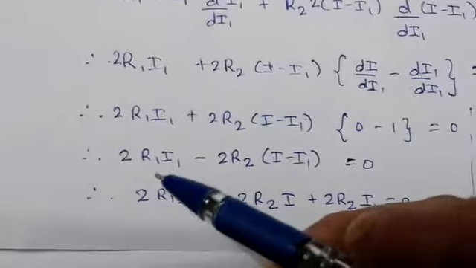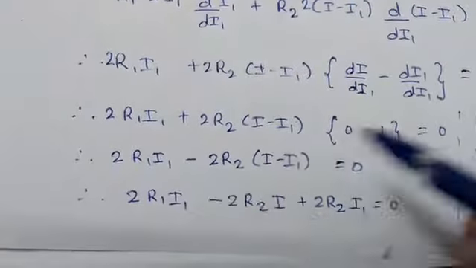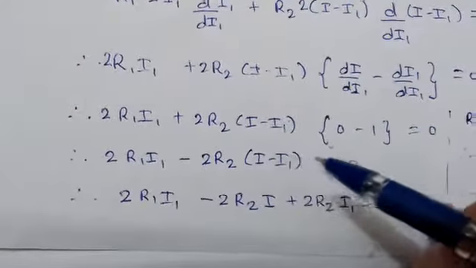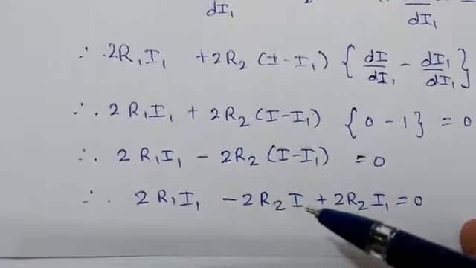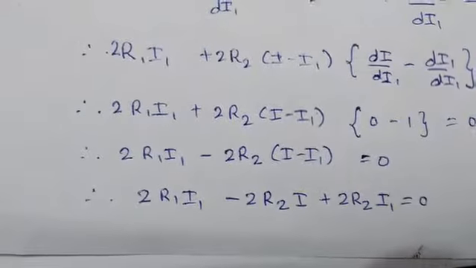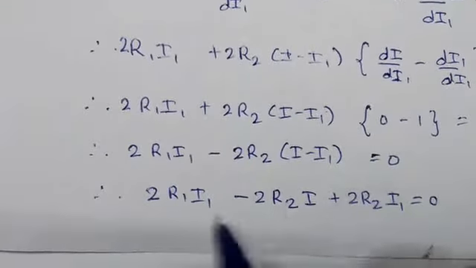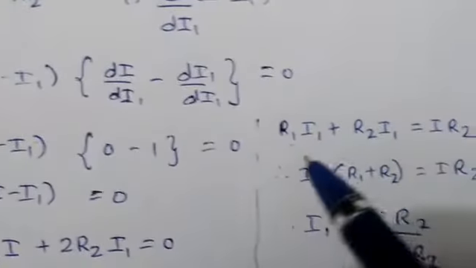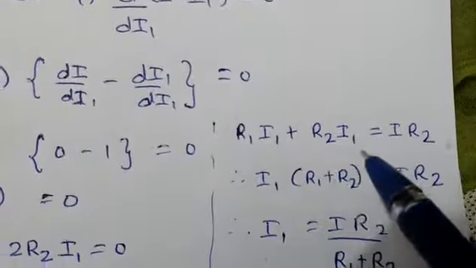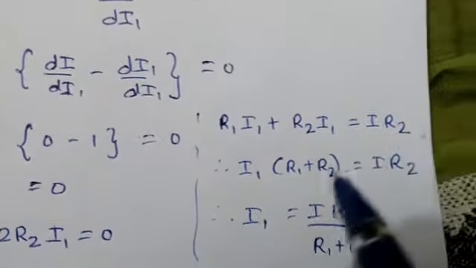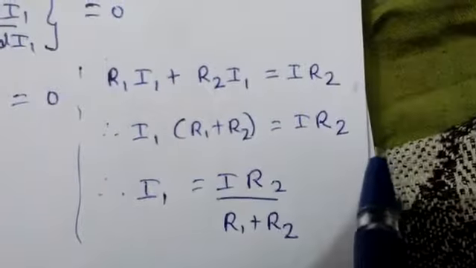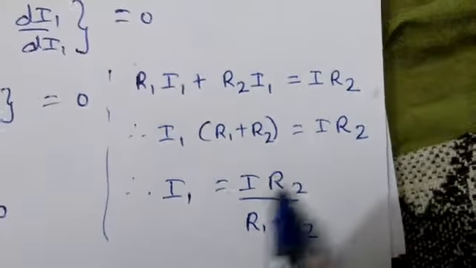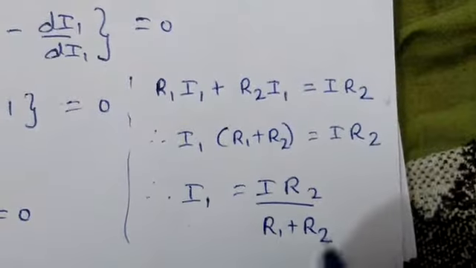So we can say that 2r1 I1 plus 2r2 (I minus I1), and it is 0 minus 1, is equal to 0. So we can say that 2r1 I1 minus 2r2 (I minus I1) is equal to 0, and that's why 2r1 I1 minus 2r2 I plus 2r2 I1 is equal to 0. Now if we simplify this equation, we are going to have r1 I1 plus r2 I1 is equal to I r2, that is, I1 (r1 plus r2) is equal to I r2, and that's why I1 will be equal to I r2 upon r1 plus r2.